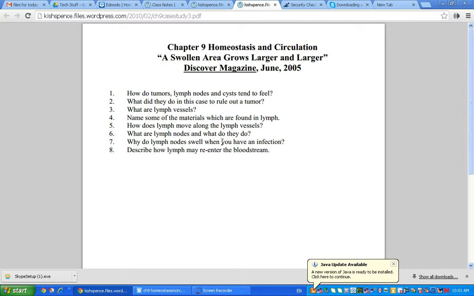Number 5, how does lymph move along the lymph vessels? So your lymph vessels are kind of like your veins in that they don't have the action of the heart pumping the material through them. So they work a lot like your veins do. They have valves and depend on movement of your muscles.